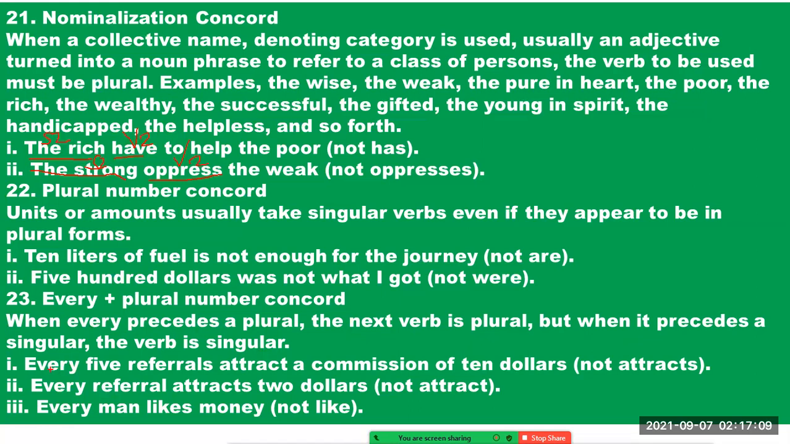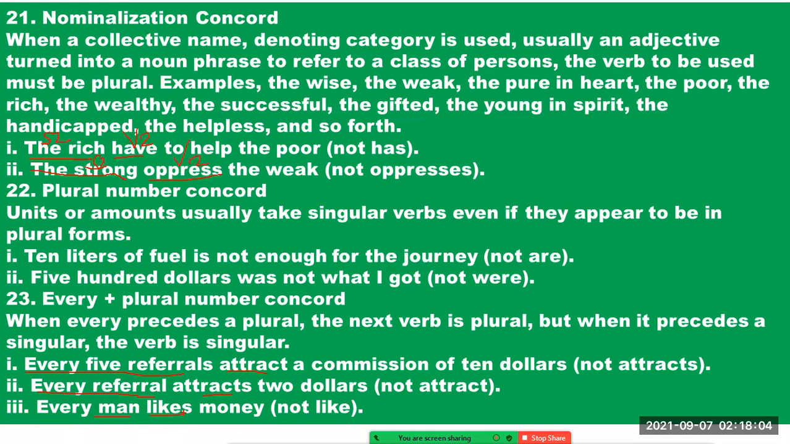Now, let's look at example one. Every 5 referrals attract a commission of $10, not attracts, even though we have every here. But we are looking at the batch, you know. Every 5 referrals attract a commission of $10. Then every referral, now every is followed by a singular noun, so it has to be followed by a singular verb, attracts. Here it is a plural verb, attract. Every man likes money. Now, because it's followed by a singular noun, then the singular verb applies.